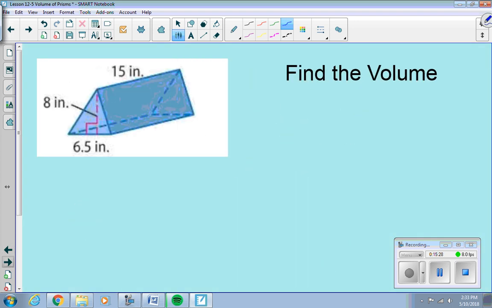Okay. So let's try this one. Do you want to try this one by yourself? Okay. You try this one by yourself. Carver, do you have something before you put it into your calculator? All right.